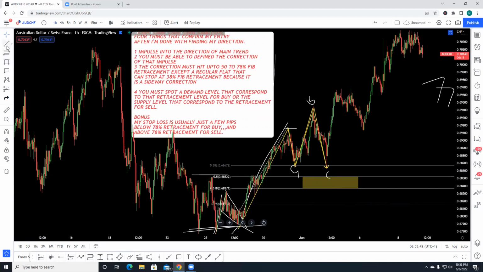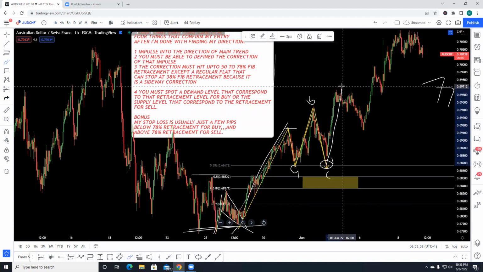Do you understand now? Okay, so now this is the rule number 2. It must come, you can see exactly 38 here. All right, exactly 38% fib retracement here. Okay, then you take this trade to the upside. Boom, you catch this wave. And then number 3, okay, the correction must hit. You have done that.